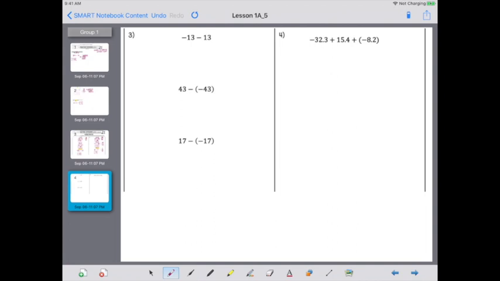Okay, so we have negative 13 minus 13 is negative 26. We're going to split negative 13 plus negative 13. Same sign, add them up, keep the sign. Here we have the double subtraction negative. So we're going to say 43 plus 43, positive 86. And then we have again the same thing. So 17 plus 17 is going to give me a positive 34.